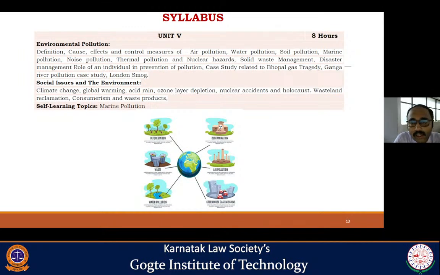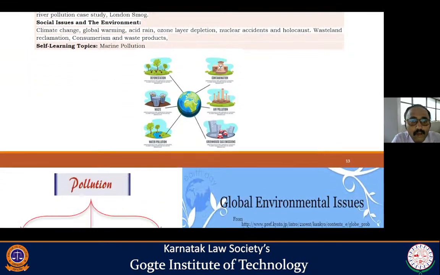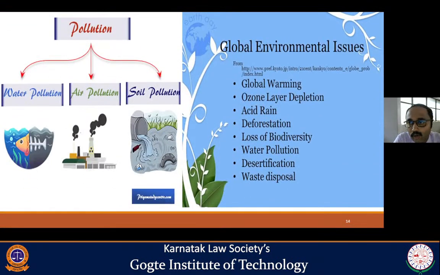Okay, and what are acid rain, ozone and the Holocaust, waste reclamation are considered as the social issues and the environmental issues that will come into picture. So you can see global environmental issues that are lined up like global warming, ozone, acid rain, deforestation, water pollution, desertification and waste. And if you take pollution, we have water, air and soil pollution.